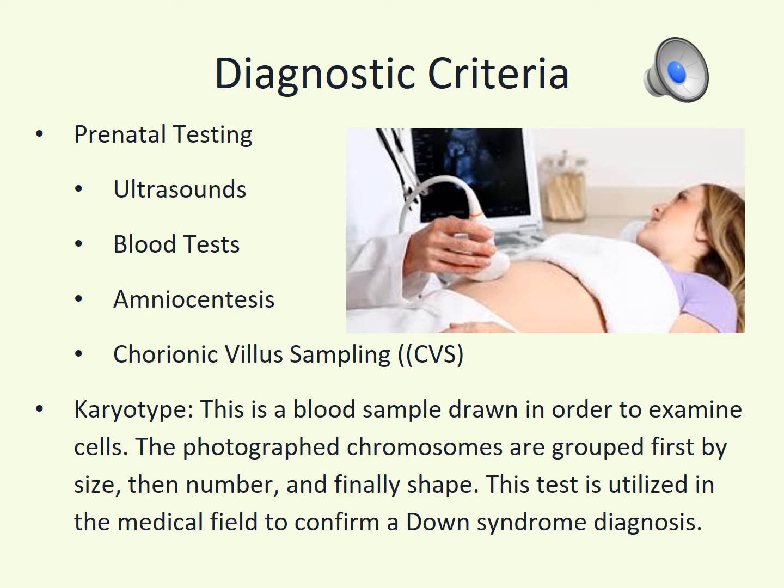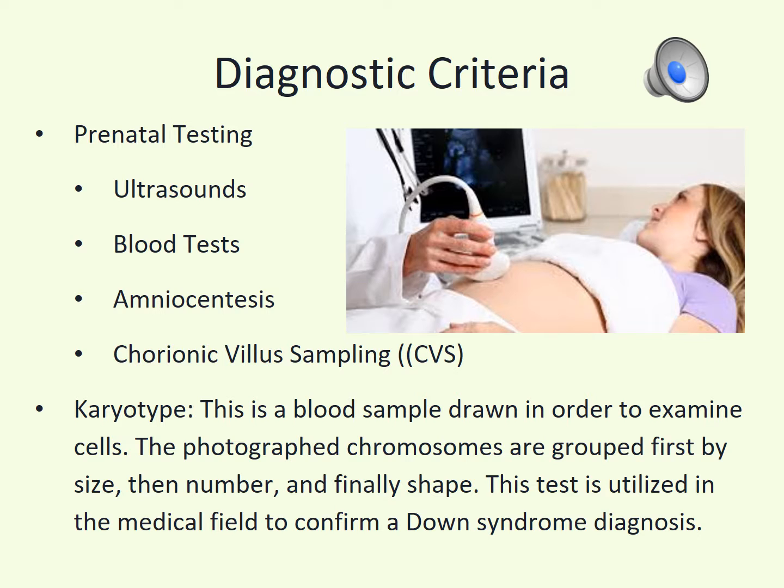Amniocentesis is performed within 15 to 20 weeks of pregnancy. Under ultrasound guidance, a needle is inserted through the abdomen to remove a small amount of amniotic fluid. The cells from the fluid are cultured and used to perform a karyotype analysis. One drawback to amniocentesis is a 1 in 100 chance of miscarriage.